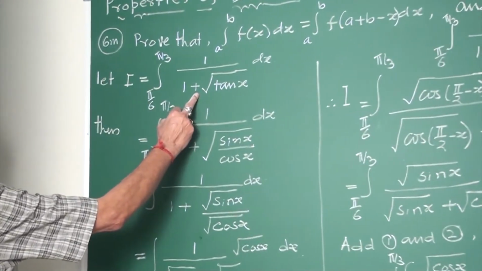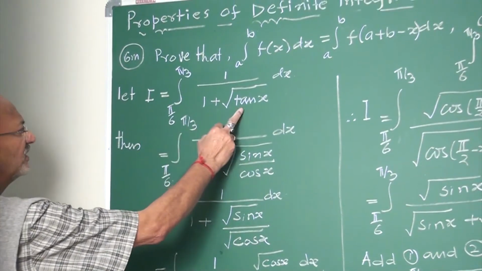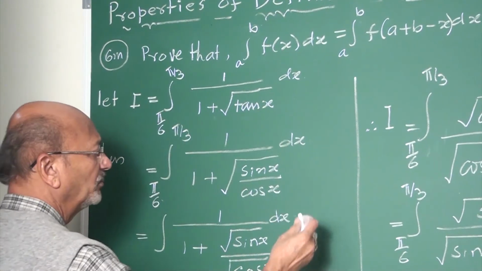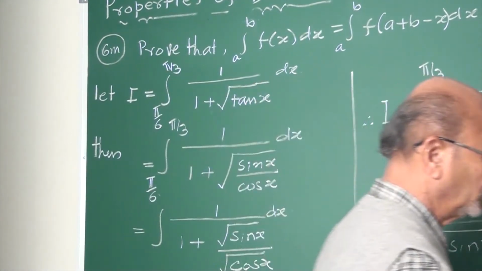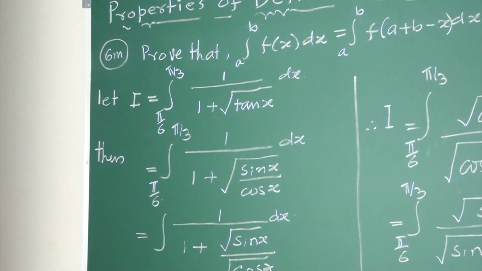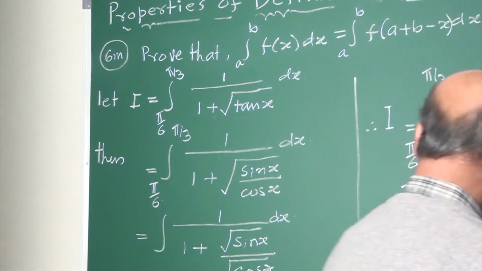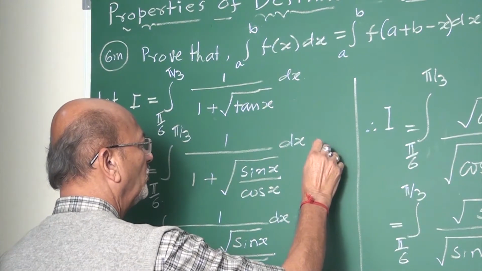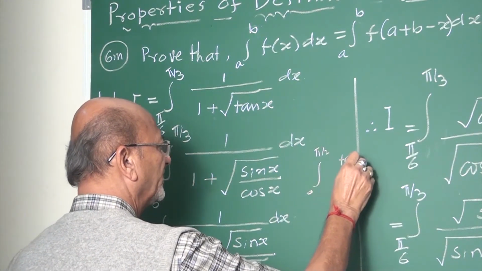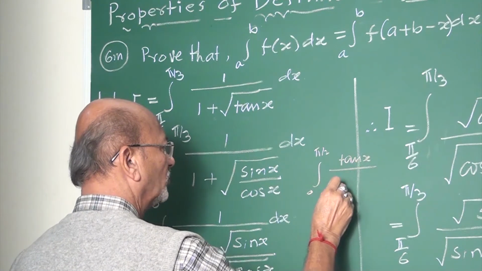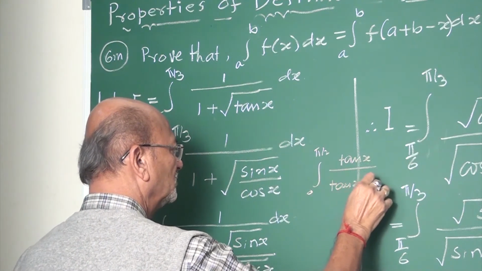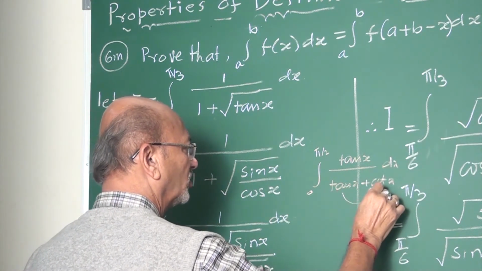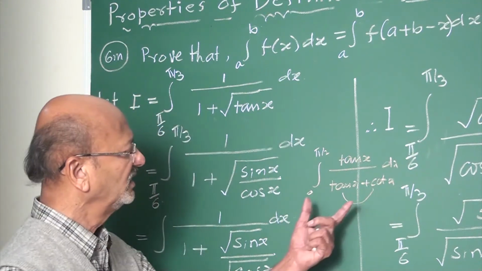Let I equal to this given integral. Only tan is there, but what is the previous example that I have done? If you remember or if you observe it, that example, my friends, I have done this: 0 to pi by 2, tan x upon tan x plus cot x. See, tan and cot pair, jodi, they are what?